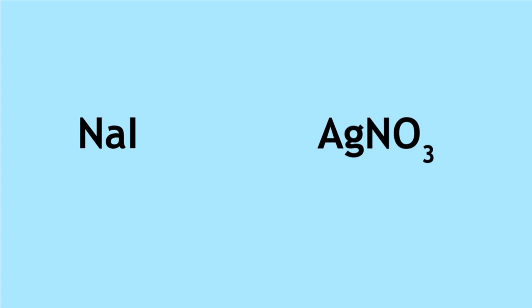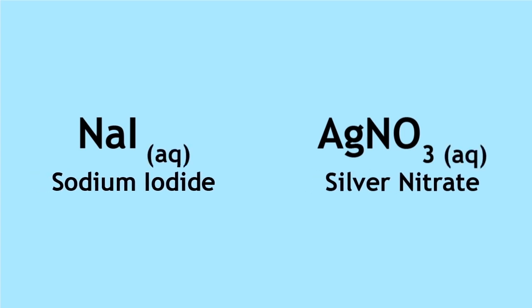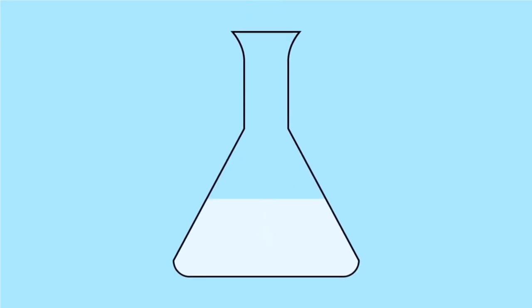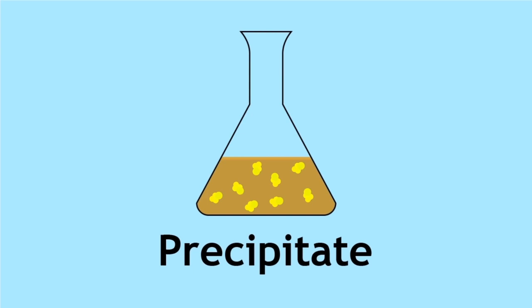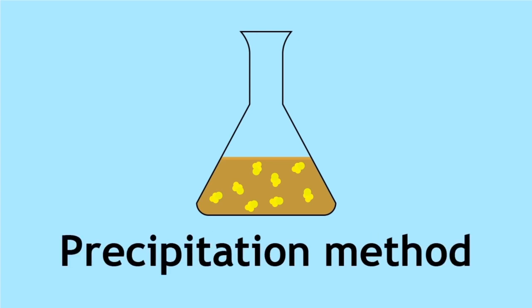Let's say you have been given two solutions, sodium iodide and silver nitrate. These two salts are soluble in water, so aqueous solutions are formed. Add silver nitrate dropwise to sodium iodide, and you will notice that a bright yellow solid is formed. This bright yellow solid is known as a precipitate, which is an insoluble solid formed from combining two solutions. This is known as the precipitation method.